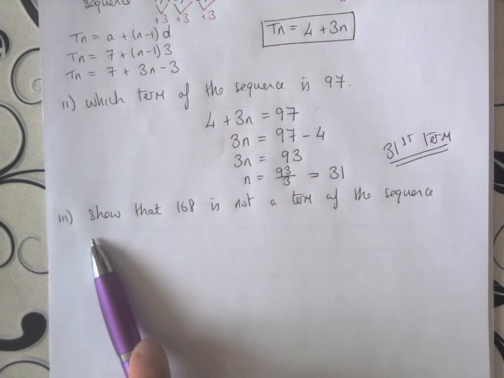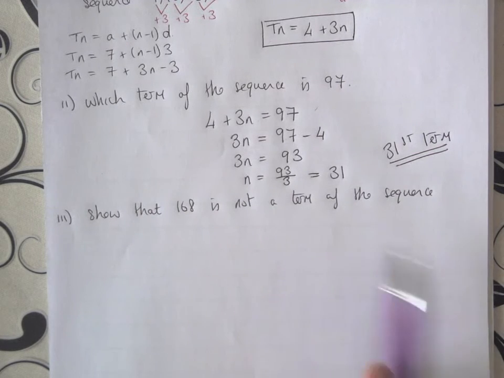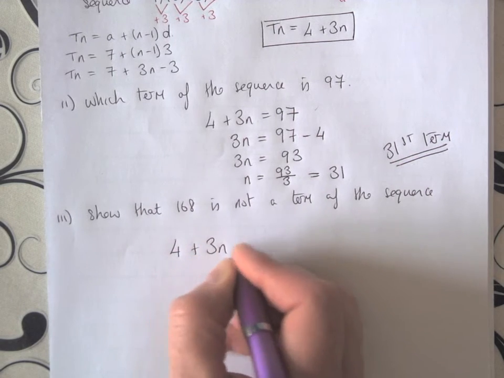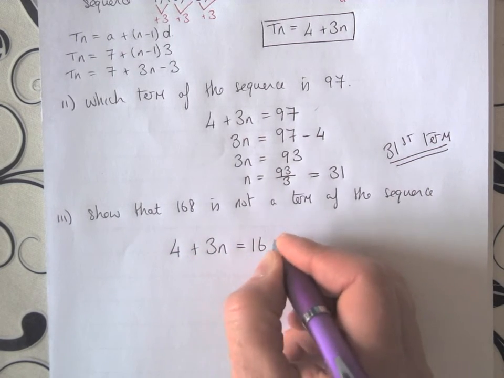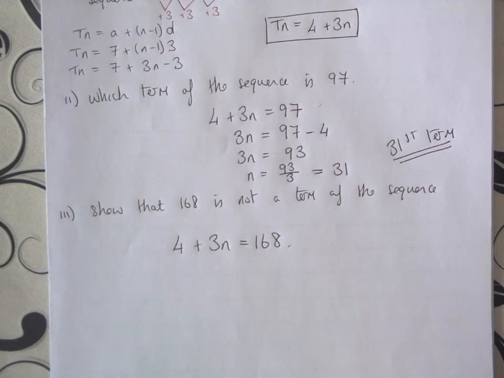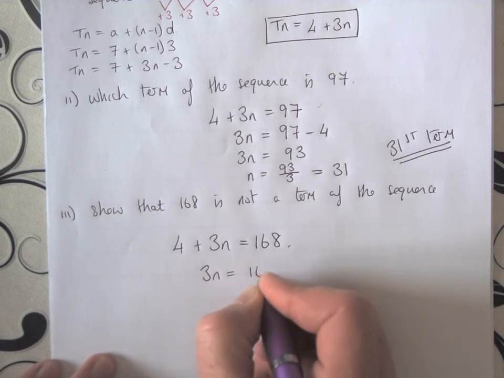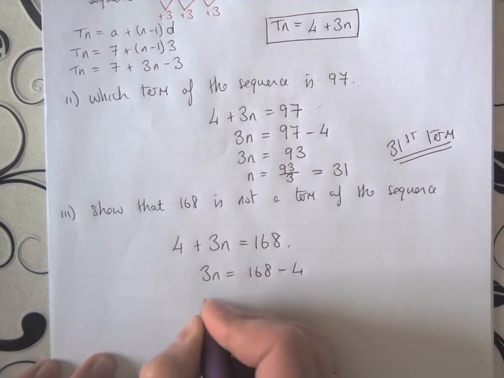The last part then says, show that 168 is not a term of the sequence. So what we do again is we start off with this and we write down it's 168. What will happen is we won't get a whole number for n, because n can only be whole numbers, because you have a first term, second term, third term, fourth, fifth, sixth, seventh, eighth, ninth. It isn't fractions. So we're doing the exact same thing we did in the last question. Take away the 4.